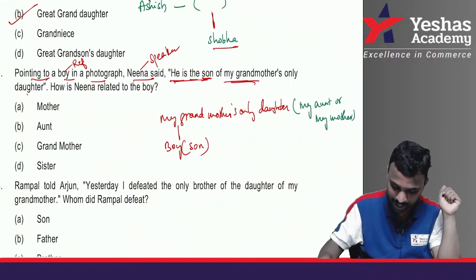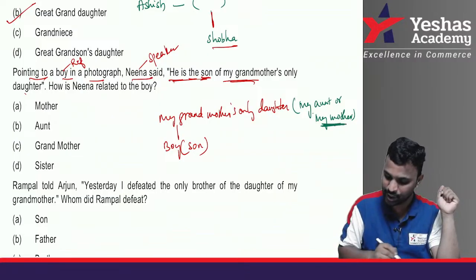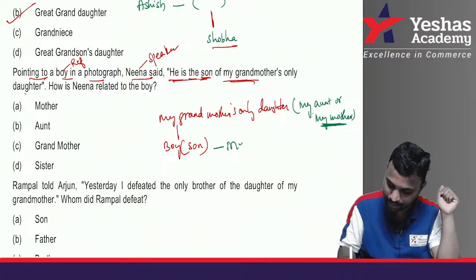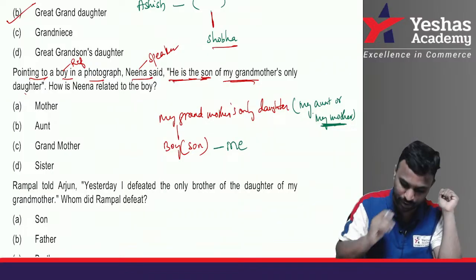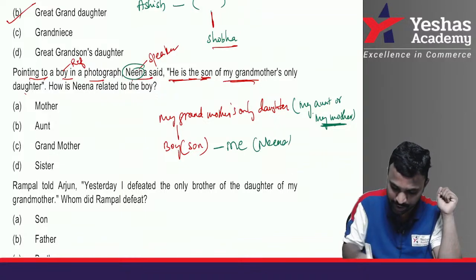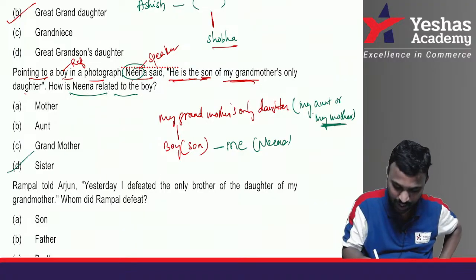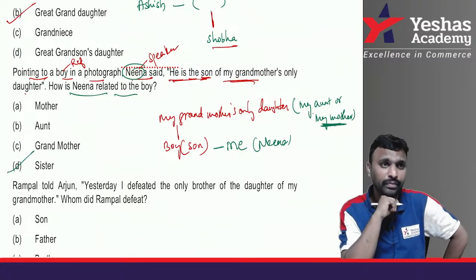If she is my mother, okay, where should be me? Below my mother. So me refers to whom? The speaker. Who is the speaker here? Speaker is Nina. The question is, how is Nina related to the boy? Nina is sister to the boy. Have you understood? Is this clear?